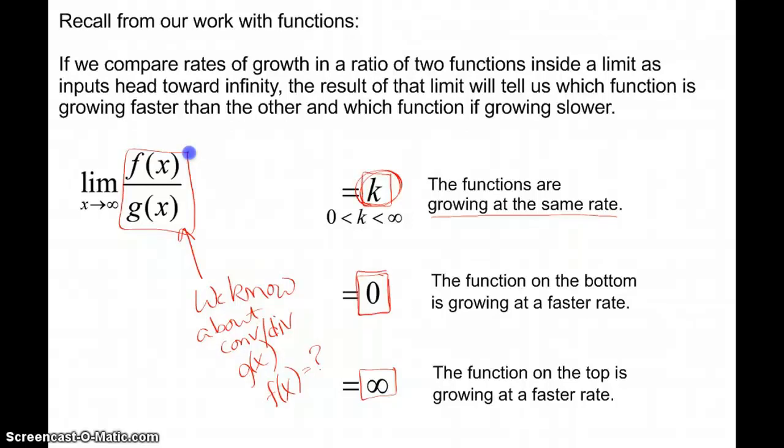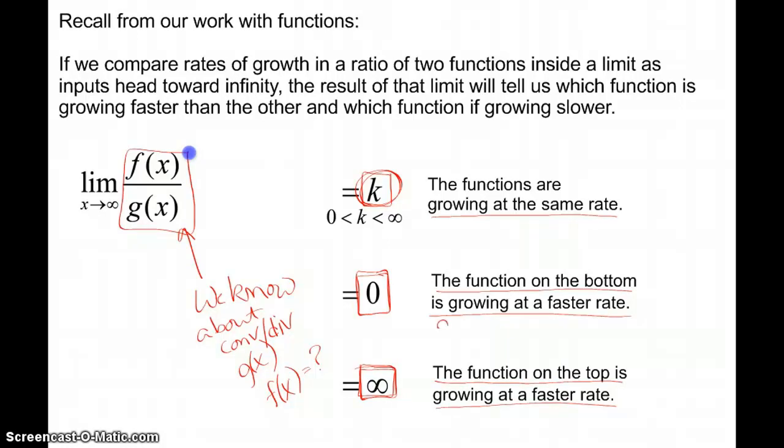These other two results were a little more ambiguous. Sometimes they were helpful, sometimes they weren't. So we had to be careful that we knew what g of x was doing. If we put those functions in a ratio and we found that the result of that limit as x approached infinity was 0, then it clearly told us the function on the bottom was growing at a much higher rate than the function on top in order for that limit to go to 0. And in order for the limit to go to infinity, it told us the function on top was growing faster than the function on bottom.